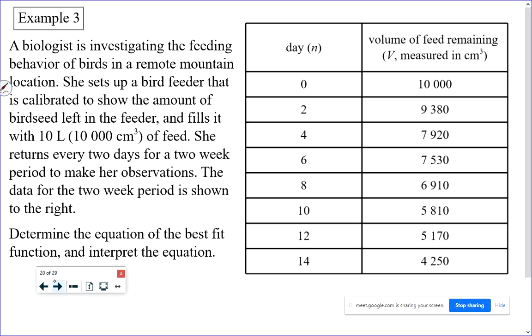It says determine the equation of the best fit function. And I want you to notice, particularly for those of you who have taken Physics 30, that this doesn't say linear function. I believe it is going to be linear, but it doesn't have to be linear in this course. So how do we determine the equation of this? Well, you could take a piece of graph paper and plot all of the points and draw a straight line and find the slope and the y-intercept, or you could use the technology that's available to us.